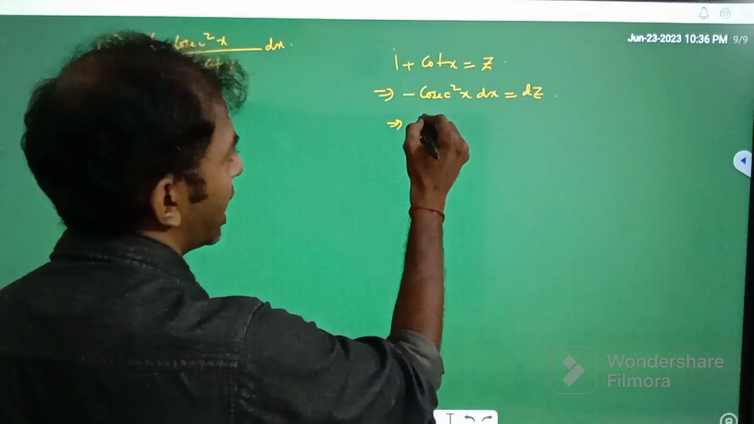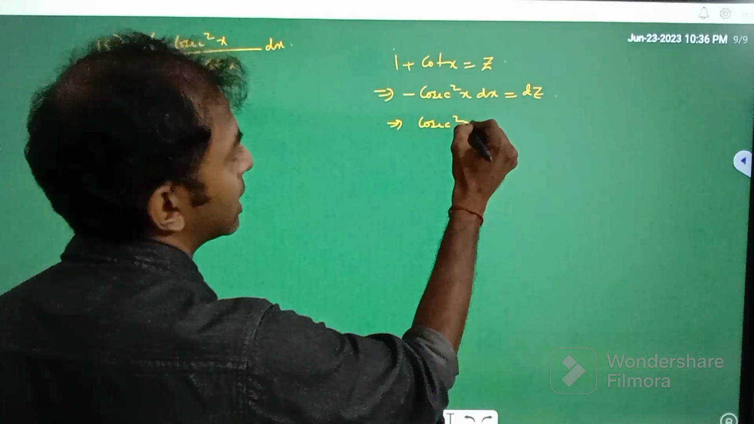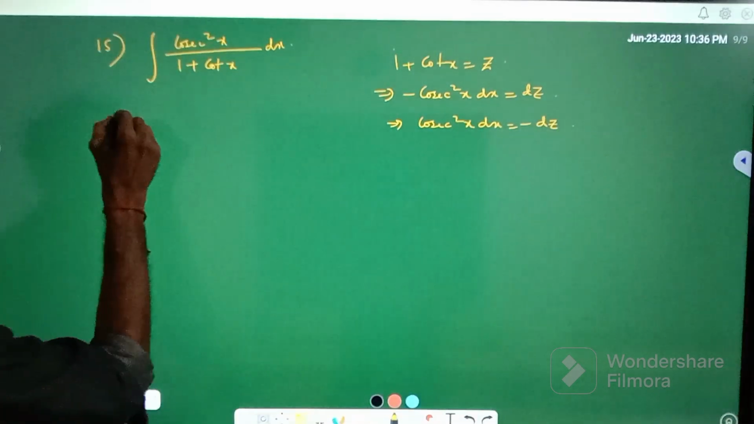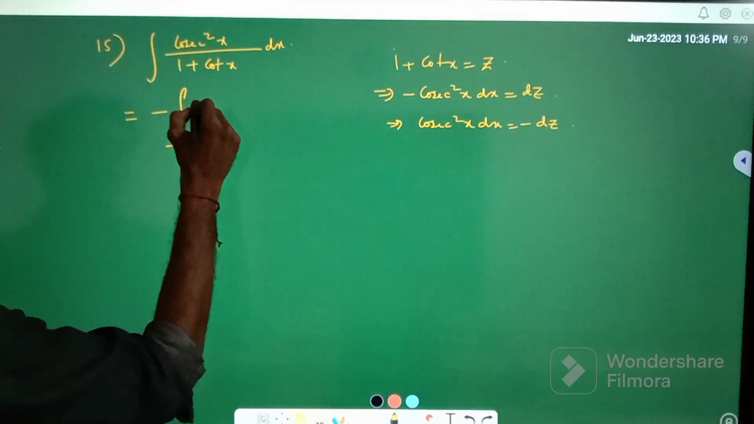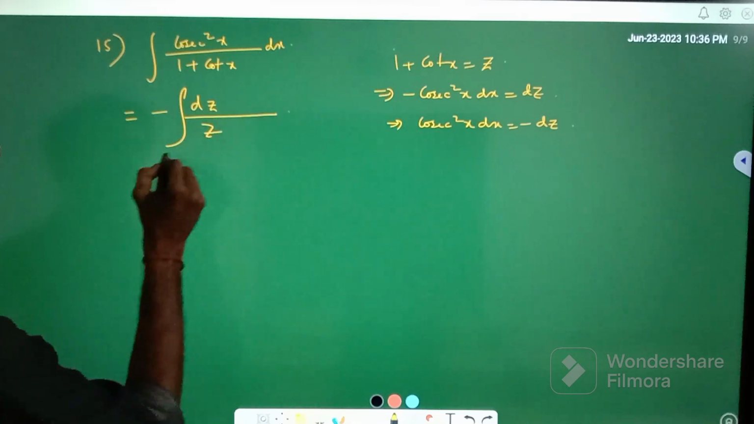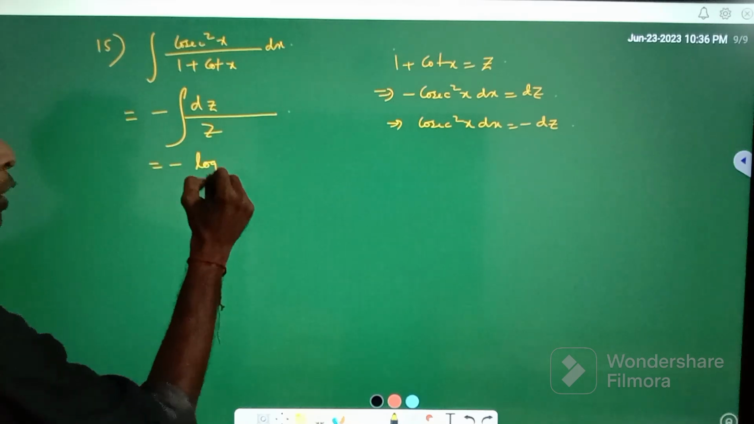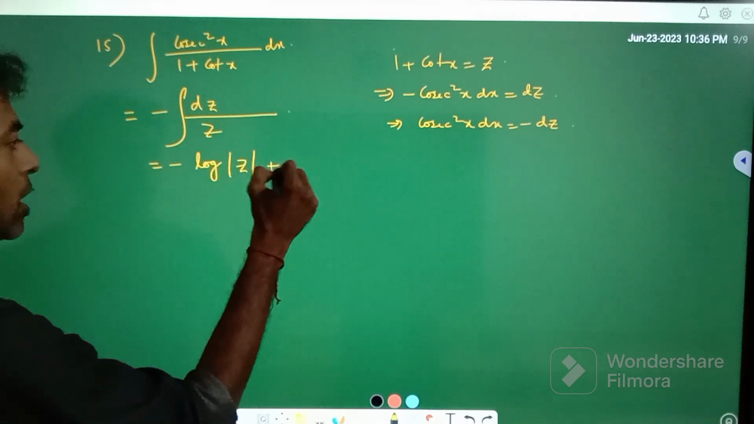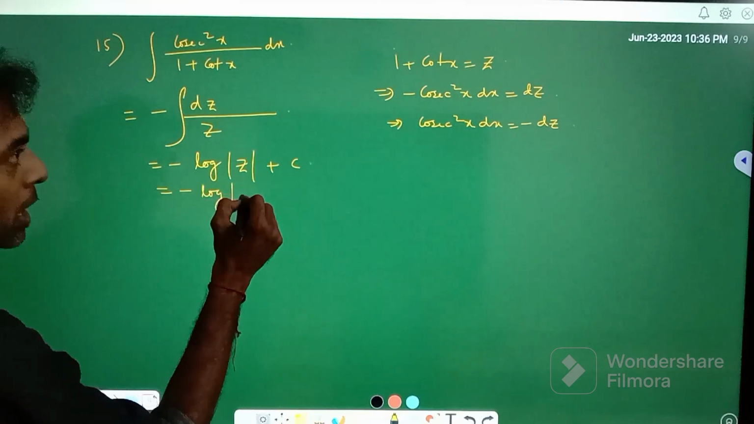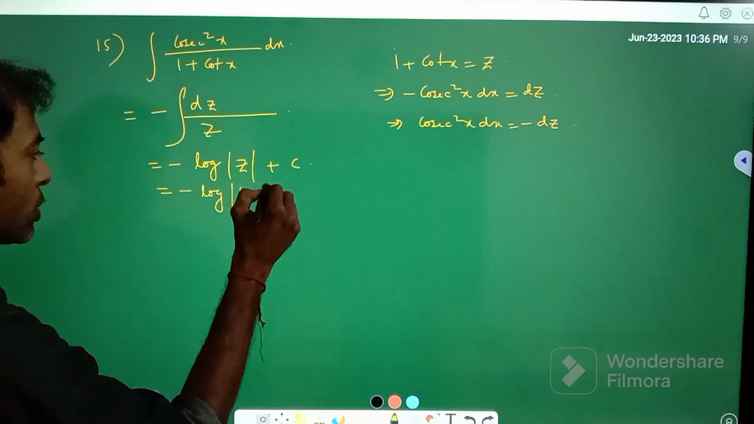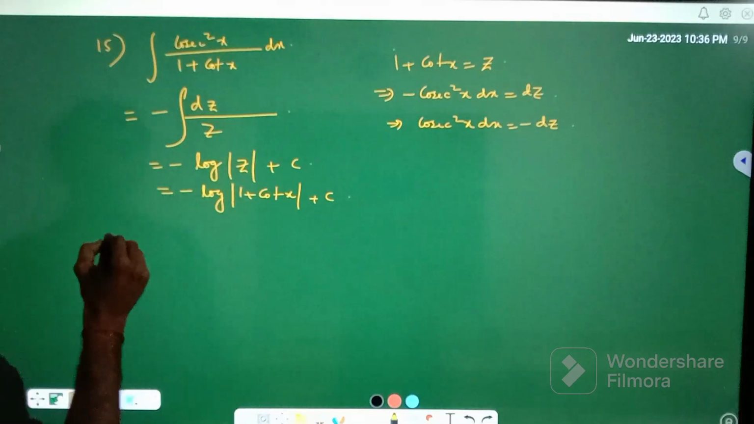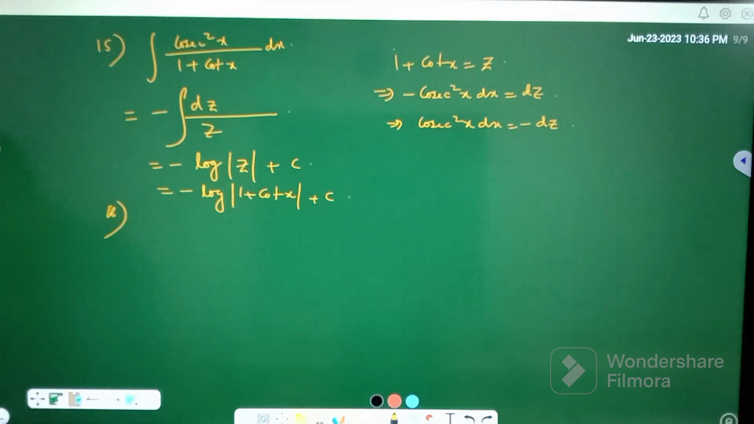So cosec square x dx will be minus of dz. That will be minus of dz divided by z. Now the same formula, log mod z, we are going to apply here, plus c, and you need to put the value of z here. The value of z is 1 plus cot x, hence this is our answer. Final answer is this. After that, we will move on to the 16th problem.